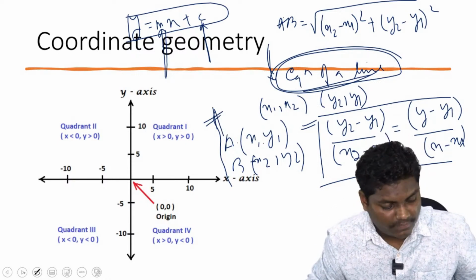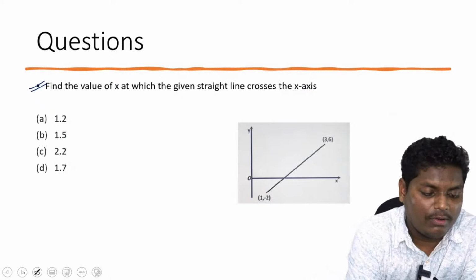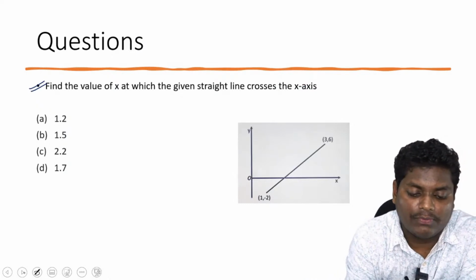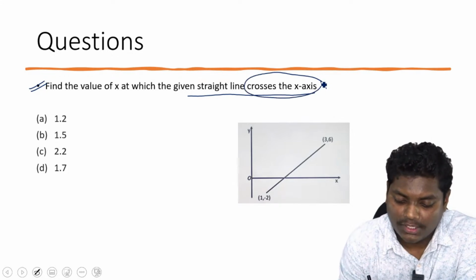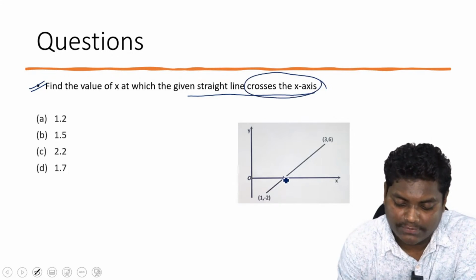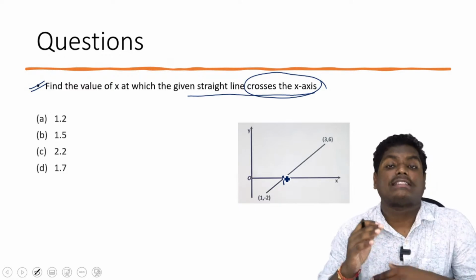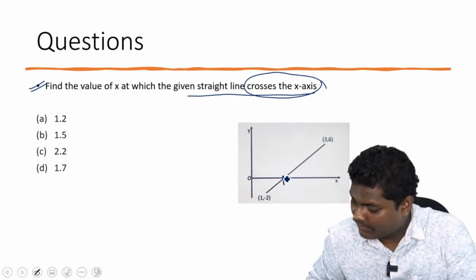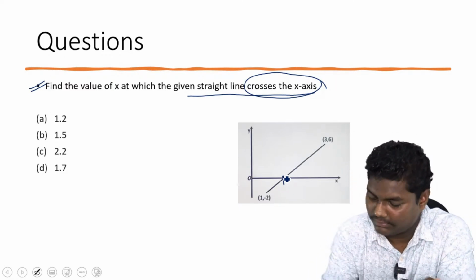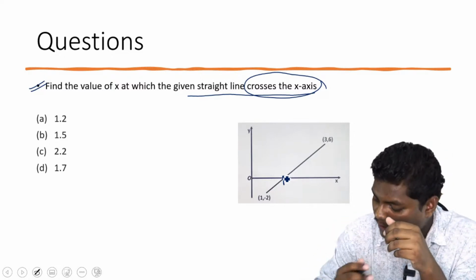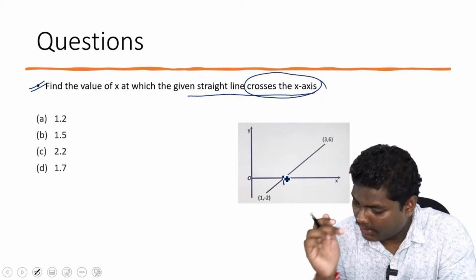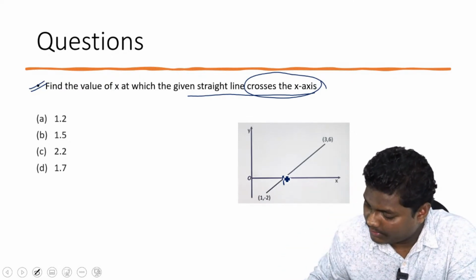Okay. Now moving to this question. Find the value of x at which the given straight line crosses the x-axis. So we need to find this value of x where this line crosses the x-axis. Try solving this with me. So what formula can we use?